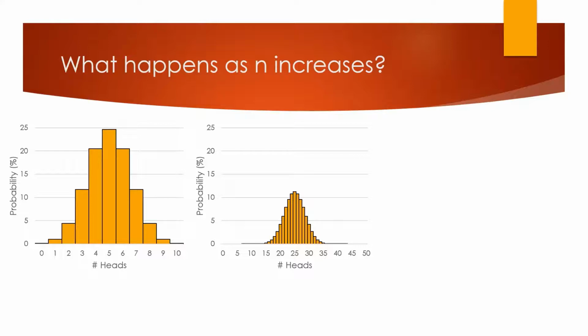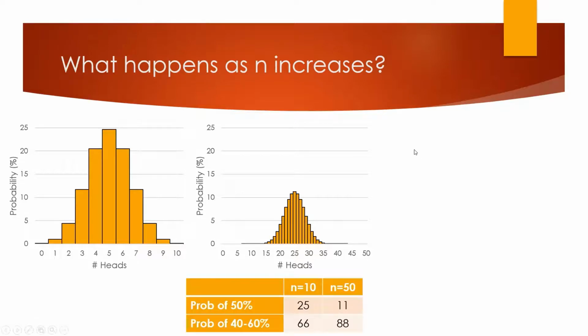So what do I mean by that? Let's go ahead and look at some of this plotted in a table. Here we can look at the probability of getting 50%. It's about 25 for 10 coins and about 11 for 50 coins. So it goes down. But what's the probability of getting near 50%? For the sake of being able to do this easily, I set near 50% being from 40 to 60. To do this, I simply summed up the percentages of 4, 5, and 6 for the 10 coins, and then 20 to 30 for the 50 coins.